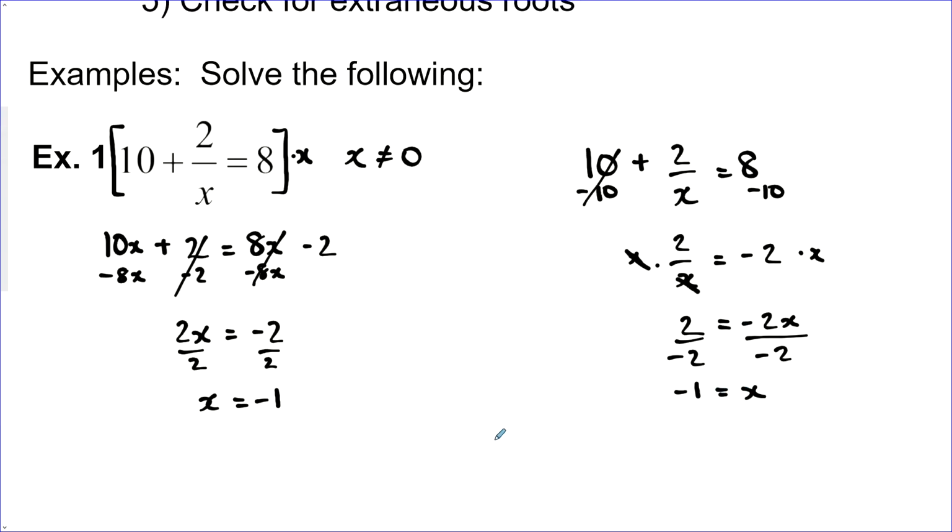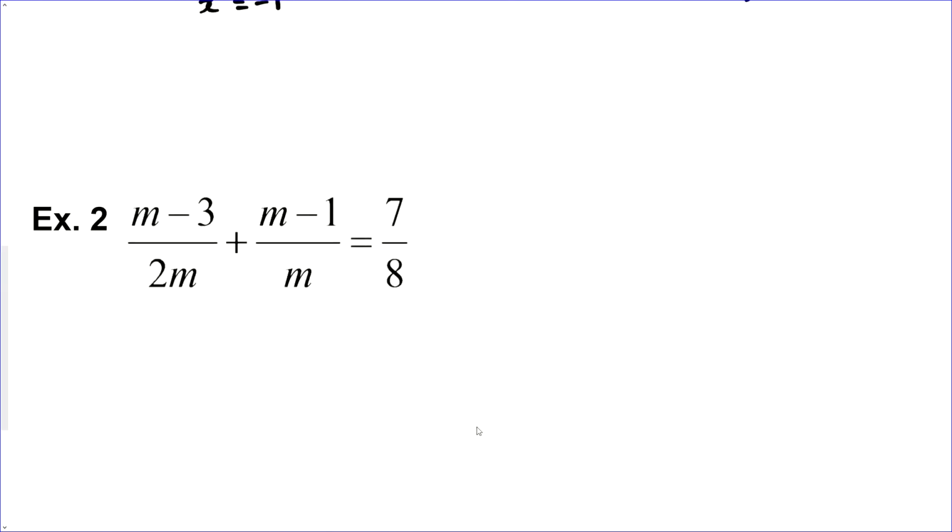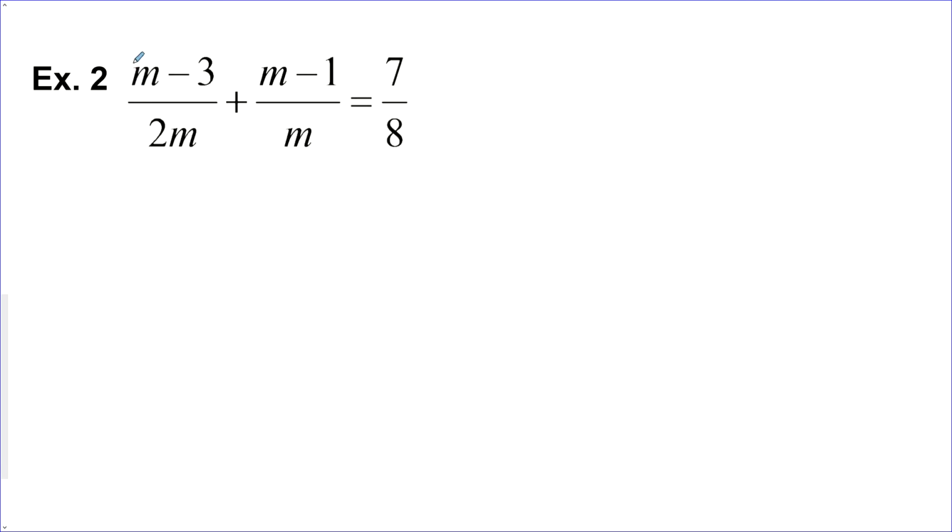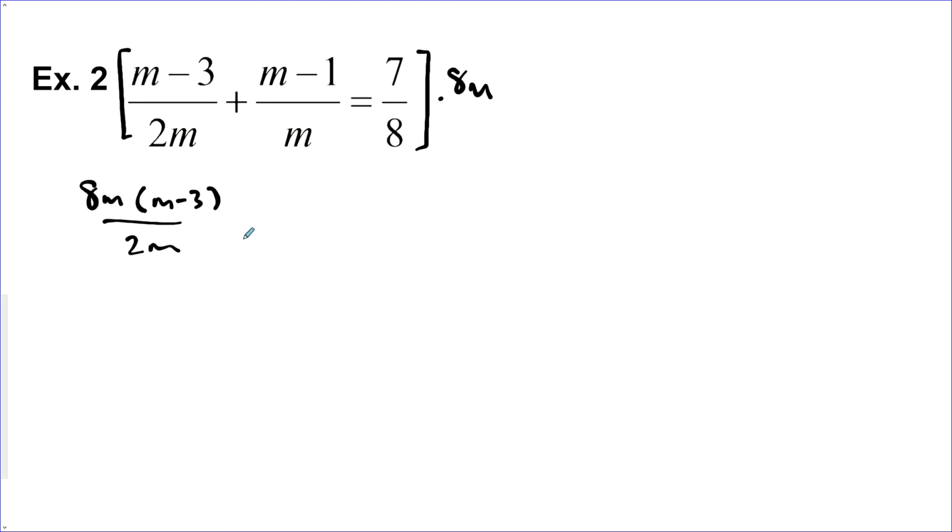So the next question I'll do two ways again. First way, I'll multiply the whole equation by the lowest common denominator. In this case, that would be 8m. So I'll multiply the whole equation by 8m. And then just rewrite it with the 8m being multiplied in each term. You could simplify that in the first step if you wanted.